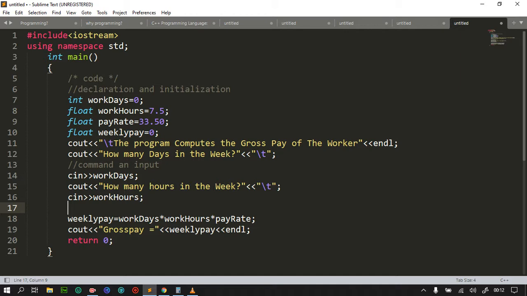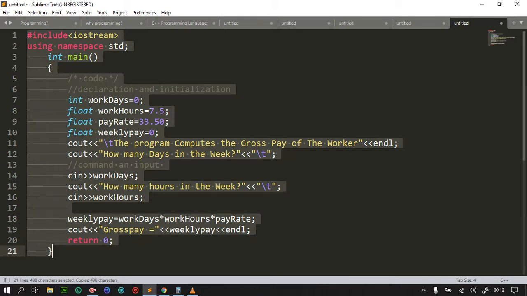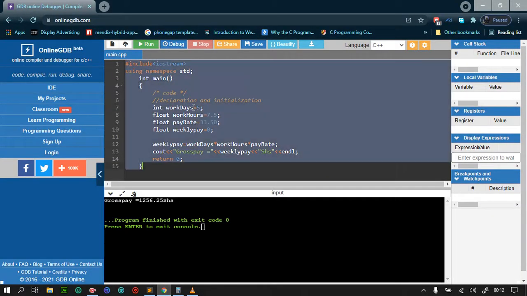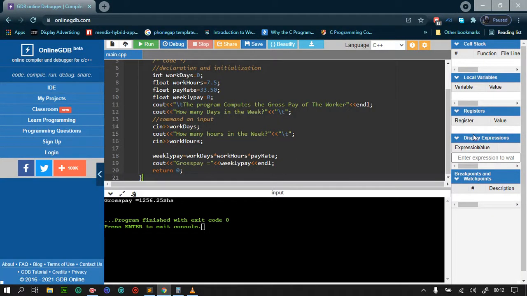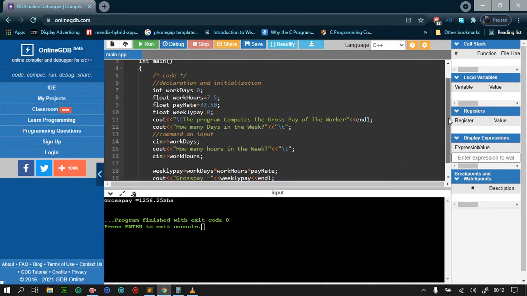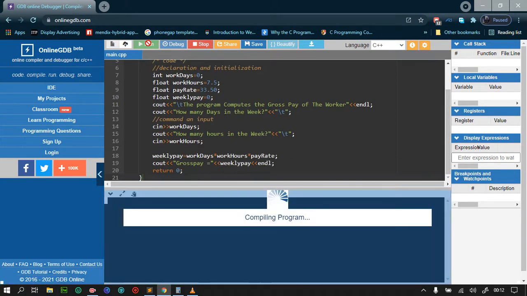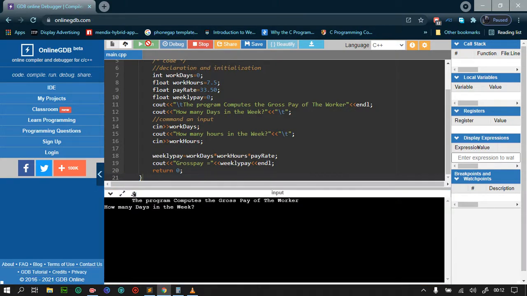So we have added in quite a number of things. Once again, Control A, Control C, back to the compiler, Control A, Control V. Okay, so there we are. So we shall run again. Of course, if there are any errors, we are going to see.